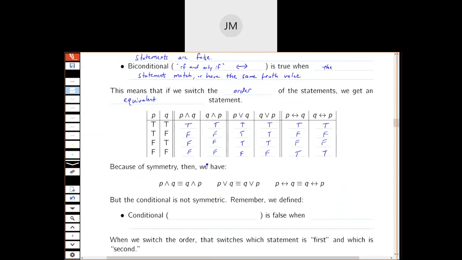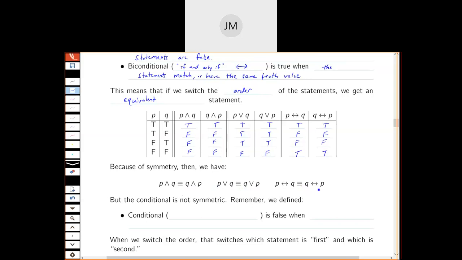So because of symmetry, we have that P and Q is equivalent to Q and P. P or Q is equivalent to Q or P. P if and only if Q is equivalent to Q if and only if P.